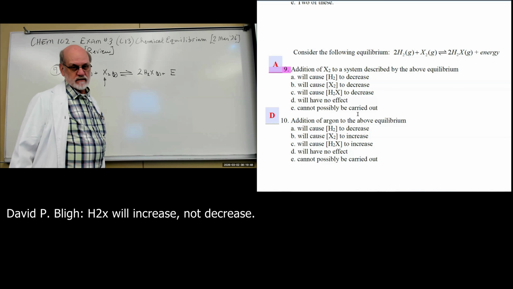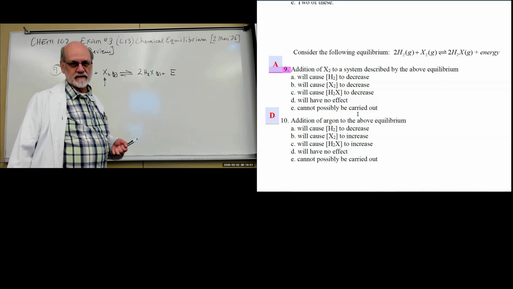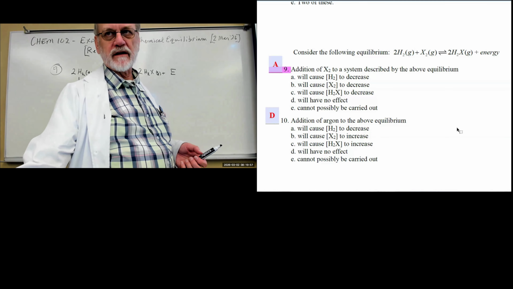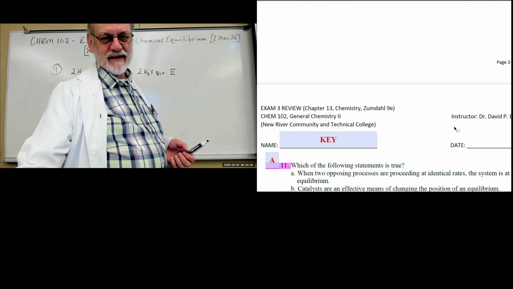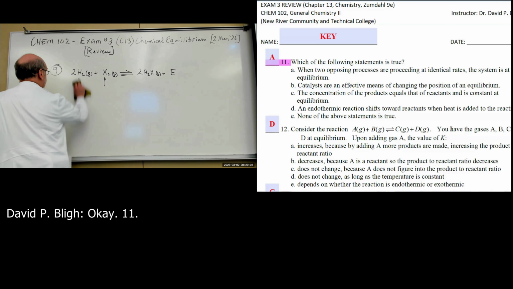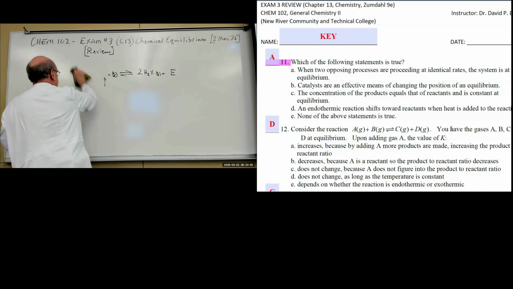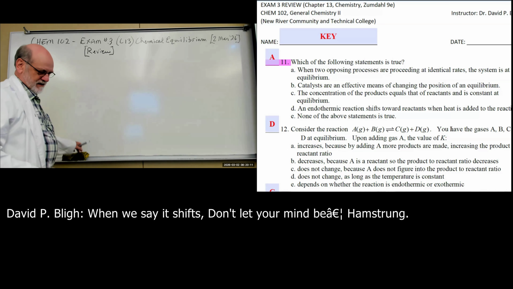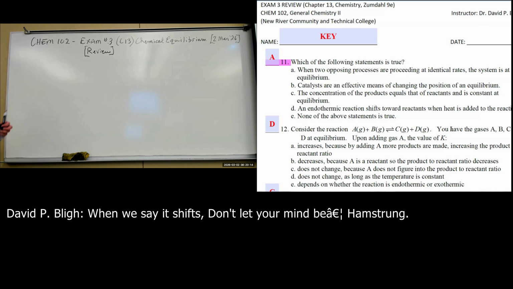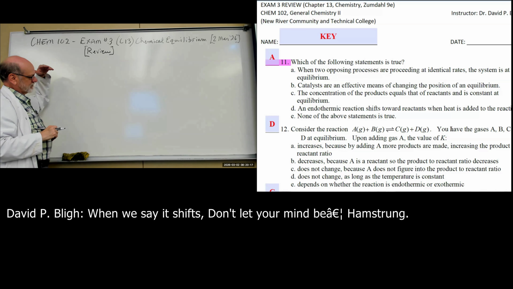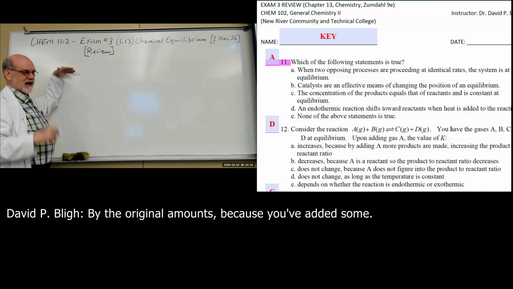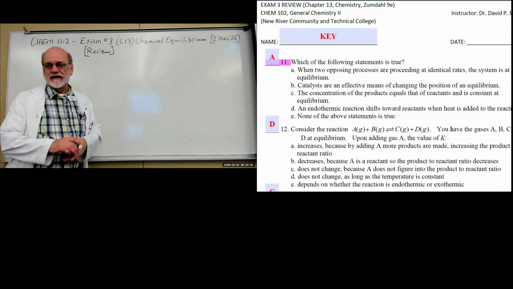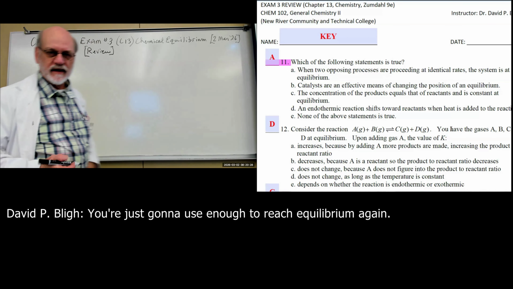H2X will increase, not decrease. It'll definitely have an effect. Cannot possibly be carried out. I was searching around for something to put in for E. Okay, 11. Yeah, that's a common error. When we say it shifts, don't let your mind be hamstrung by the original amounts because you've added some. Right? So you're going to use some of that up, but not all of it. You're just going to use enough to reach equilibrium again.